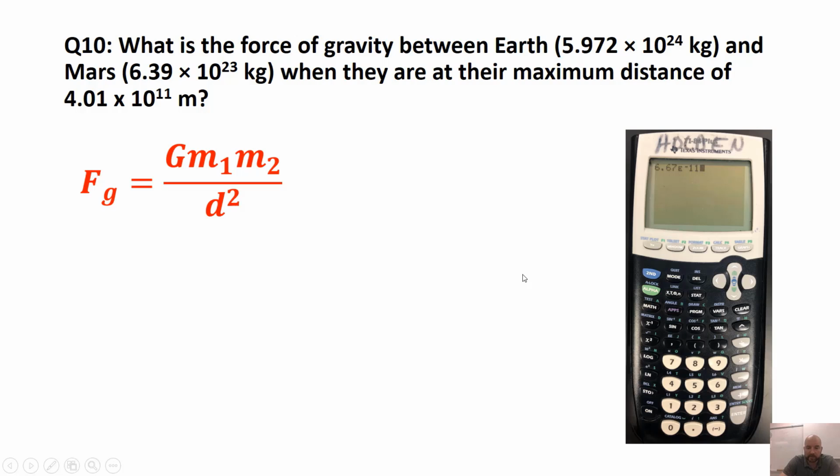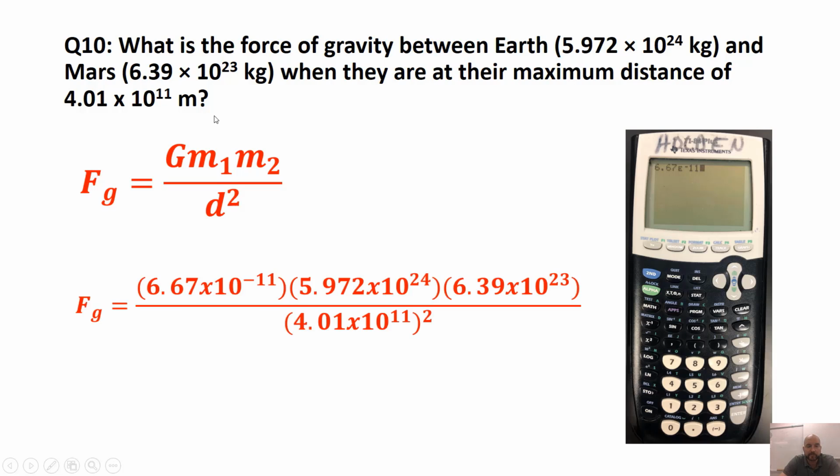Okay, so this question is asking about the force of gravity between Earth and Mars when they're at maximum distance, that 4.01 times 10 to the 11th meters. So you're going to have the G from before. You're going to have the 5.972 times 10 to the 24th. I just didn't round as much on this problem for the mass of Earth. Then Mars is going to be 6.39 times 10 to the 23rd right there. And then we have our distance.